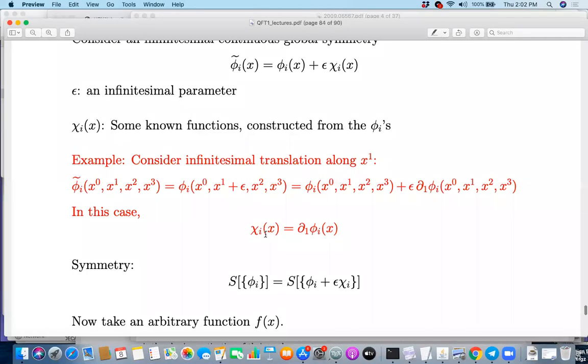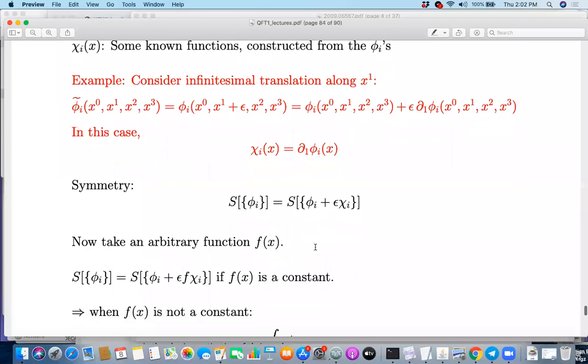Okay. So it should be clear how to construct chi-i, right? Given any infinitesimal symmetry, you can construct chi-i's, and we will see other examples later. And as I said, symmetry implies that S of phi I must be the same as S of phi I plus epsilon chi-i plus order epsilon square, because this is not the full transformation. There are, of course, order epsilon square terms in general. Not here, but in general. But at least to order epsilon, this is the correct relation.